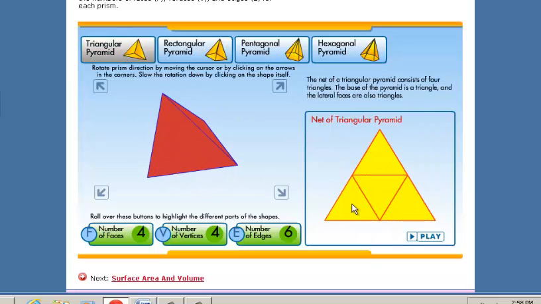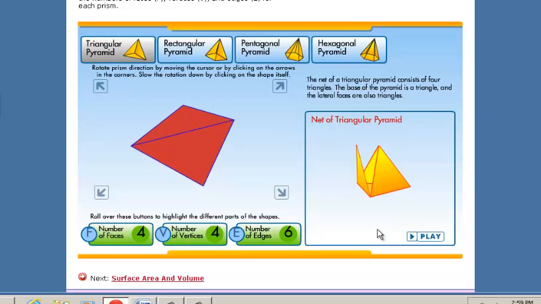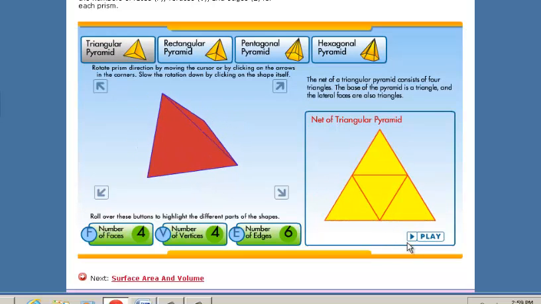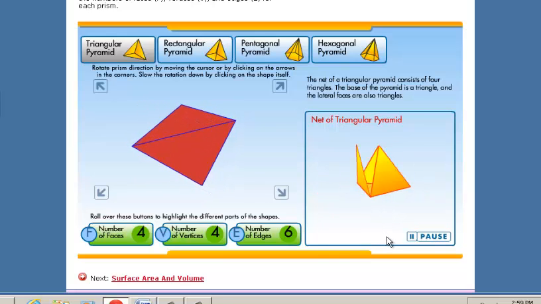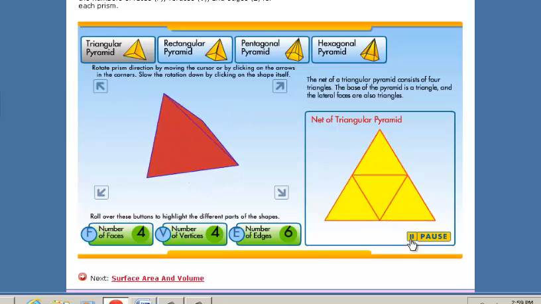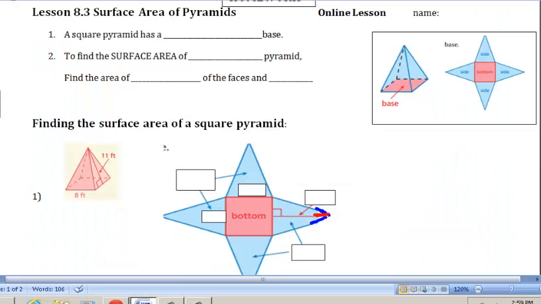Now in a triangular pyramid, the base is a triangle. That's why it's called a triangular pyramid, because of the base. And then the lateral sides are of course all triangles. So it looks like there are four triangles: this is the base, the center, and these are the lateral sides. Okay, let's go ahead and get on with the lesson.